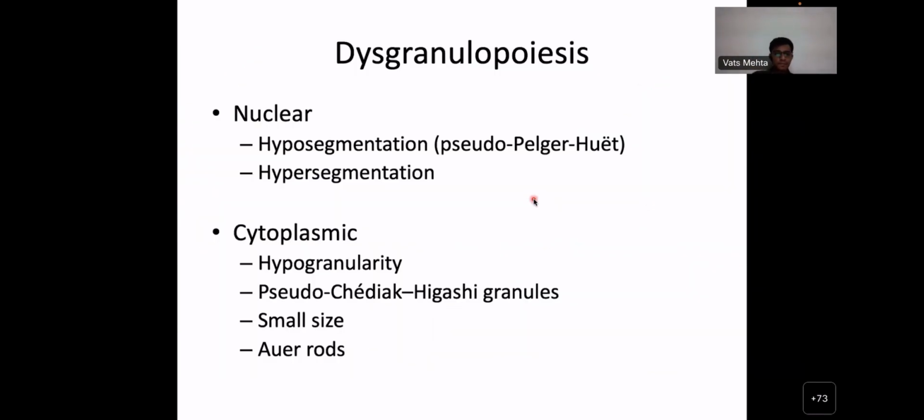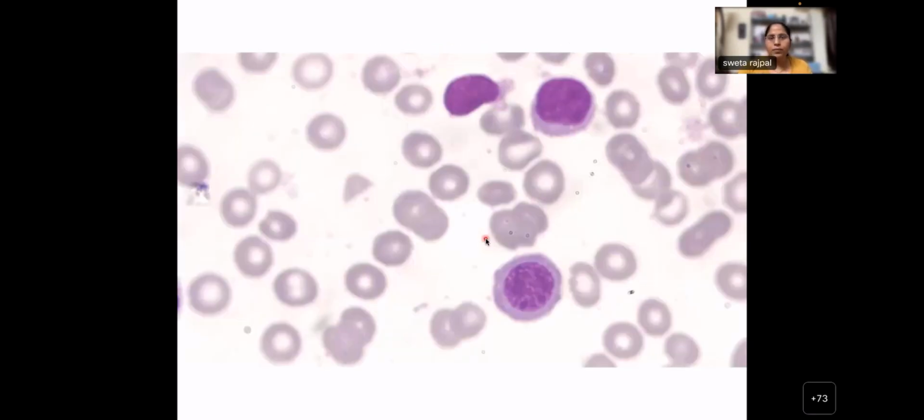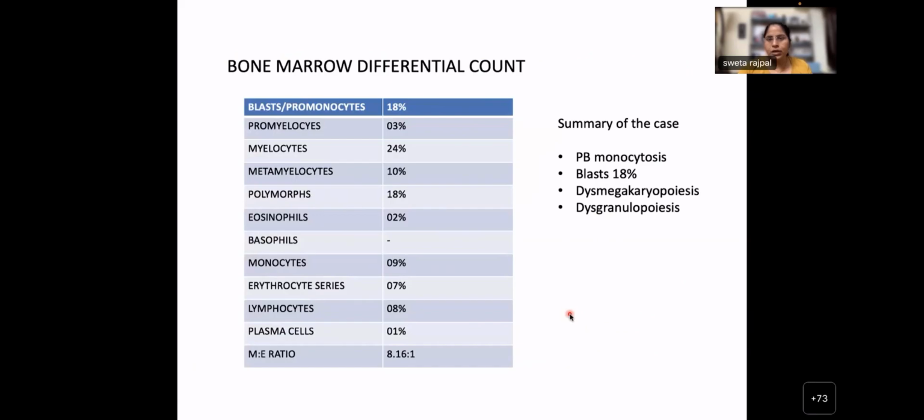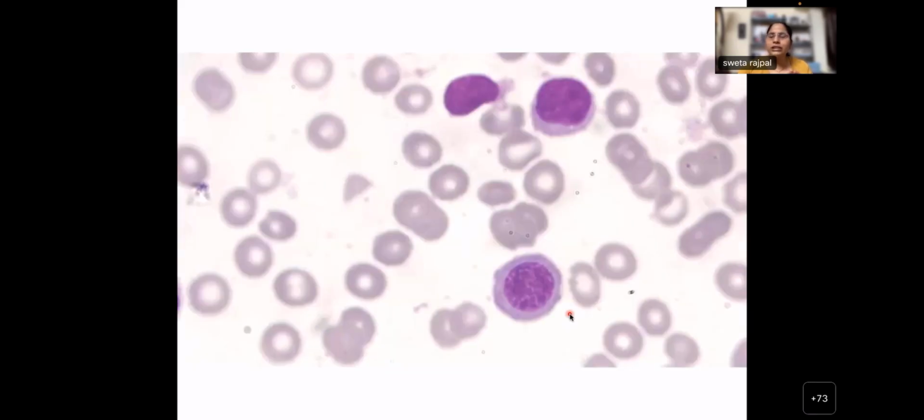So what are the features of dysgranulopoiesis we have? We have nuclear features and cytoplasmic features. Among the features, we had hypogranularity in our case. The erythroid precursors were normal in our current case. So if we wish to summarize the findings in the bone marrow aspirate, what all did we see? Ruvini, would you like to summarize the findings?